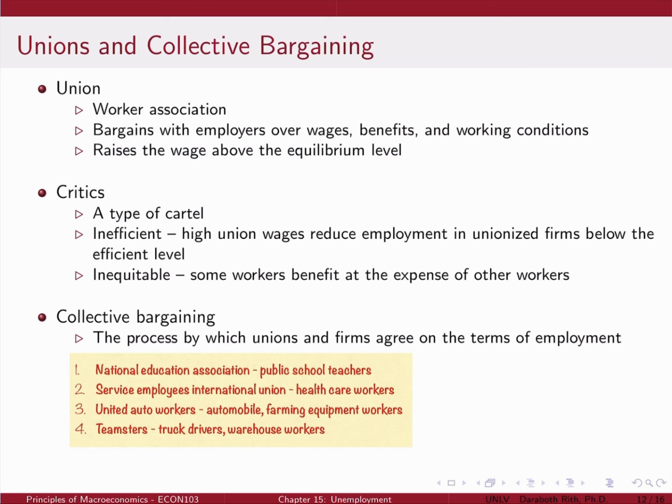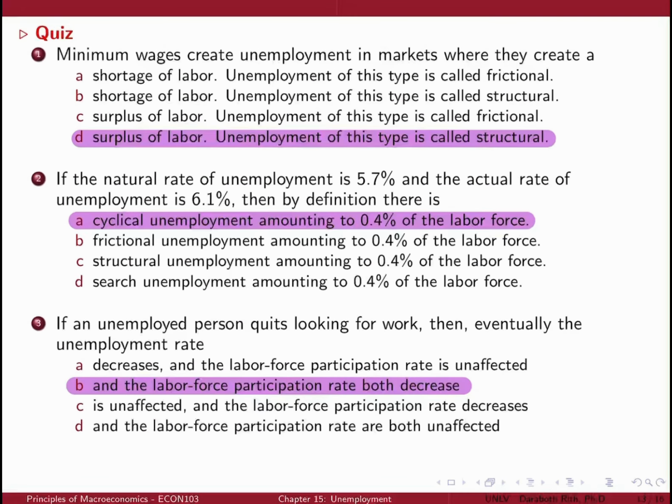So, whenever wages are kept above the equilibrium level, whether due to minimum wage laws or the influence of unions, the likely result is an increase in unemployment. Let's take on the quiz. Question number 1. Minimum wages create unemployment in markets where they create a what?